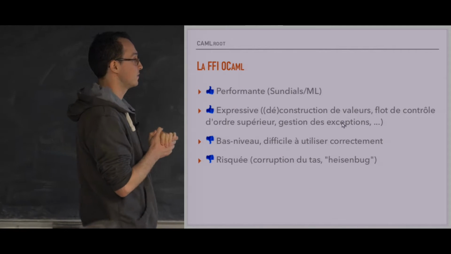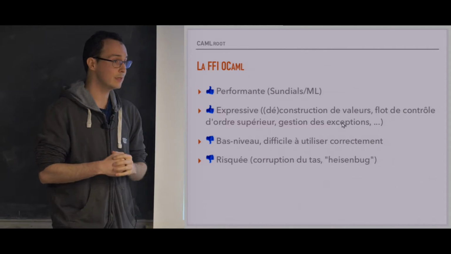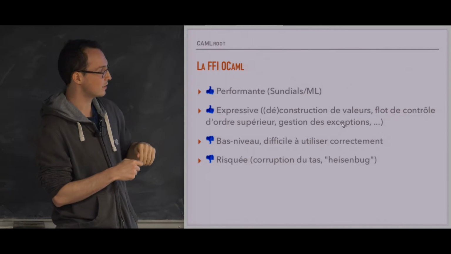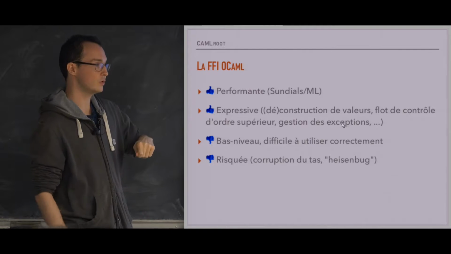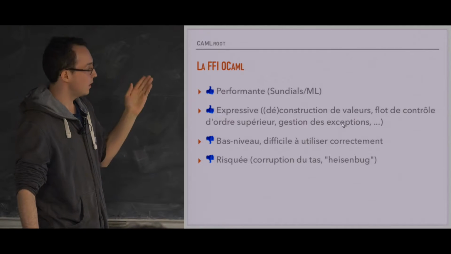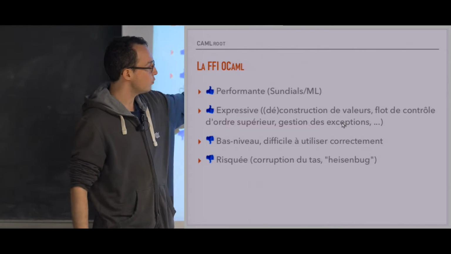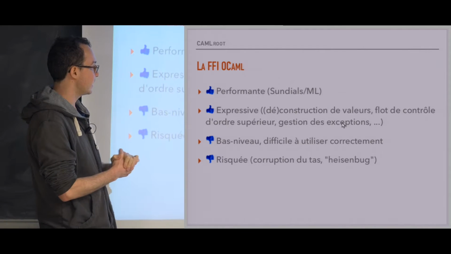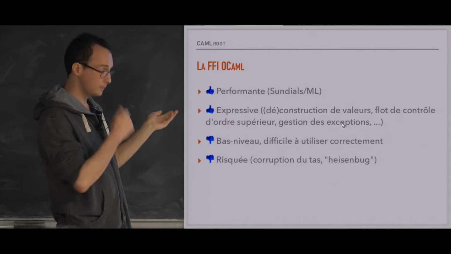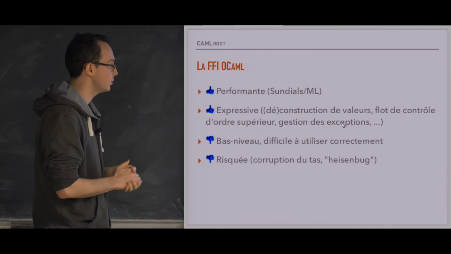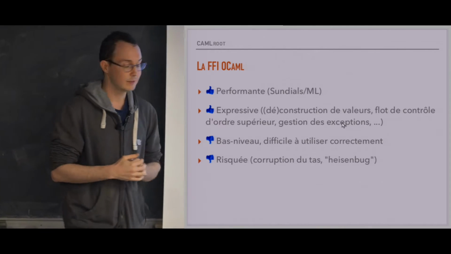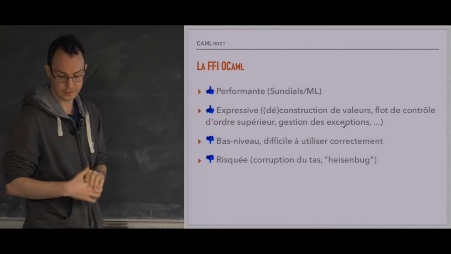So the OCaml FFI is very efficient. There is Sundials ML, which is a numeric solver implemented in C, and the /ml is an OCaml binding of this, which uses OCaml functions to describe the numerical function you want to approximate or optimize. It is very expressive, so almost all features of the language are reflected in the C API. You can build and deconstruct values. You can act on the control flow, so invoke callbacks. And you can also raise and catch exceptions. So basically, all the control operations you can do from the OCaml programming language, you have something similar in the C API to reflect them.